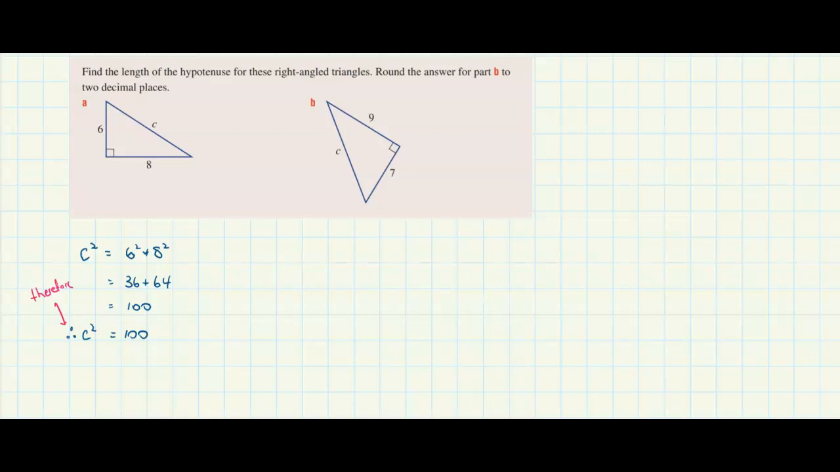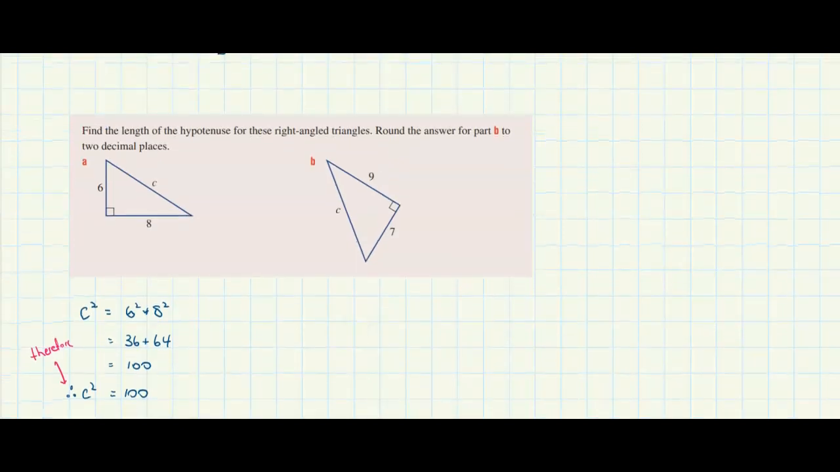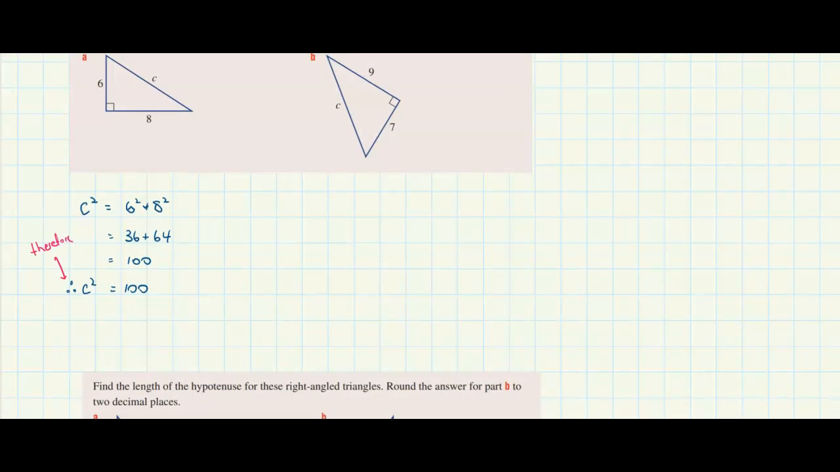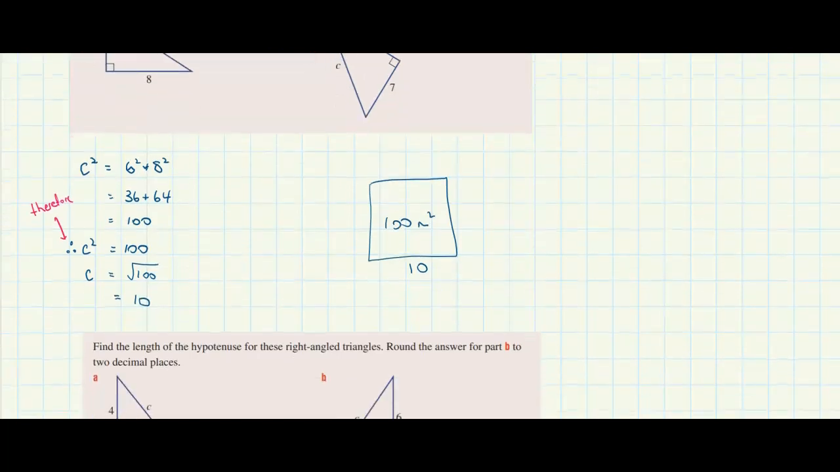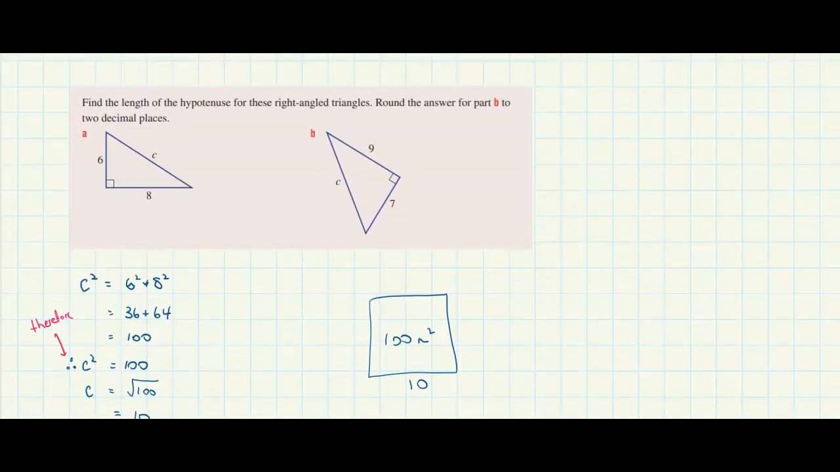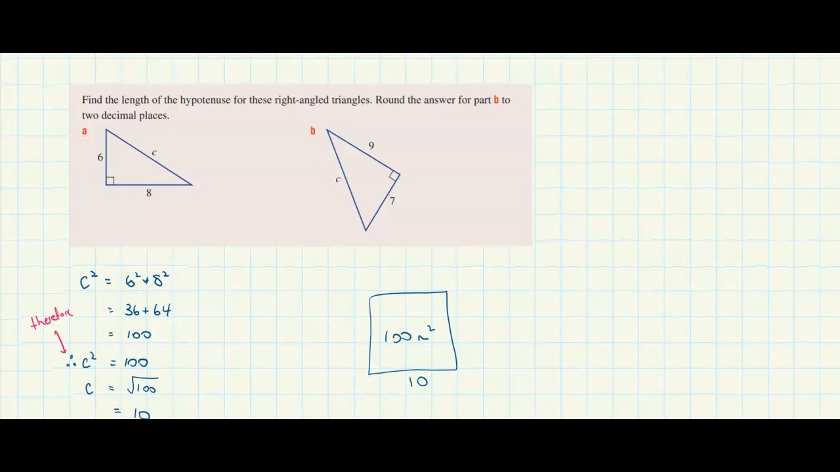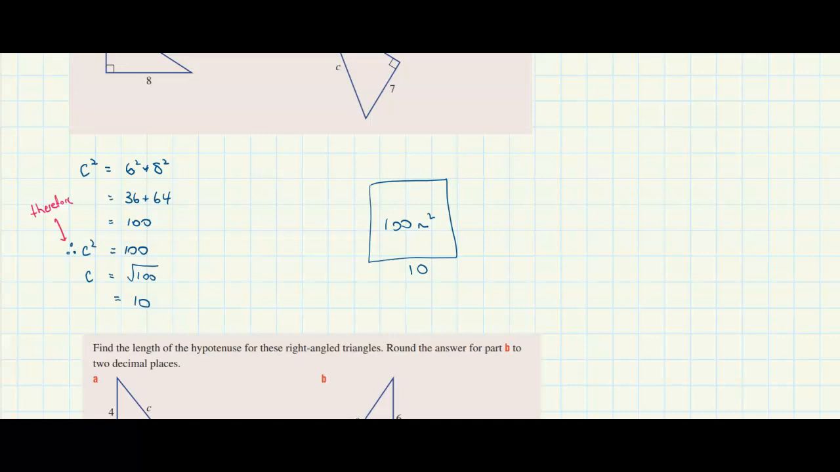So if C squared is 100, what is C equal to? If I've got a square with an area of 100 units squared, what's one side equal to? It's 10, isn't it? So I want C equals the square root of 100. I want to know what multiplies by itself to get 100. In this case that is 10. It's not in any kind of units, so it's just 10. C equals 10. All done.